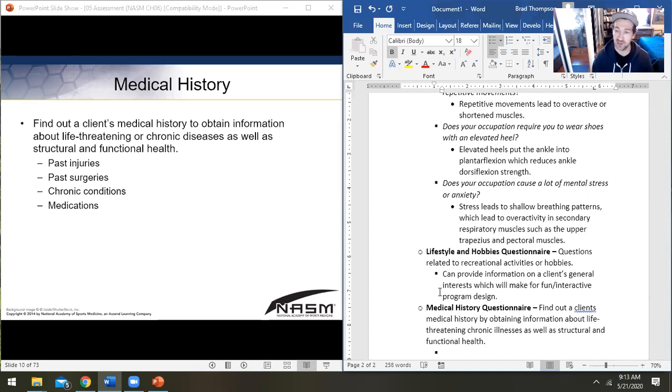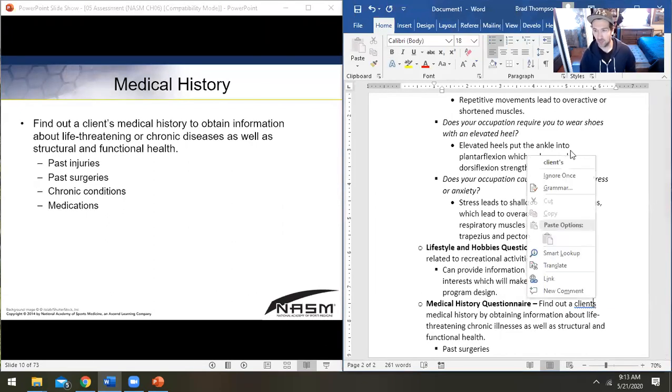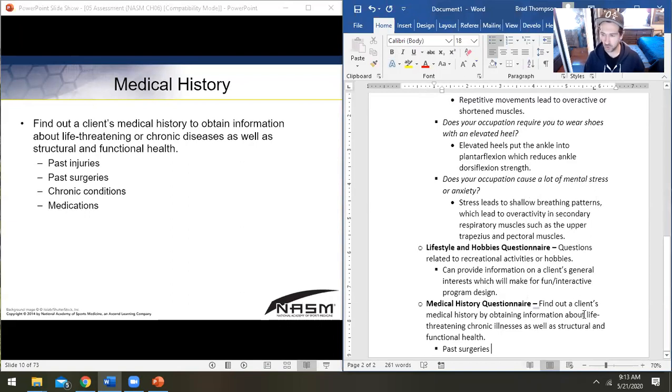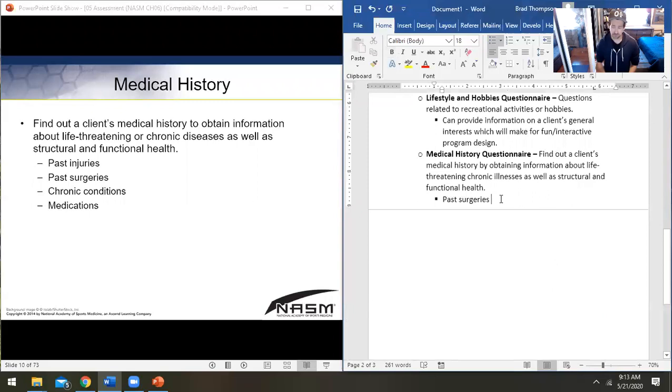So it's going to be questions about past surgeries. Why are past surgeries so important? Well, I think that's kind of a twofold answer, actually, right? Past surgeries are going to be important because when you have surgery, you often have scar tissue left over afterwards. And so that leads to decreased mobility, right?